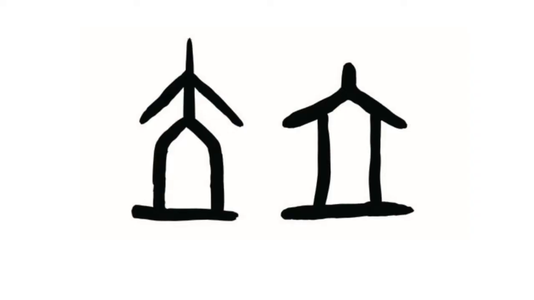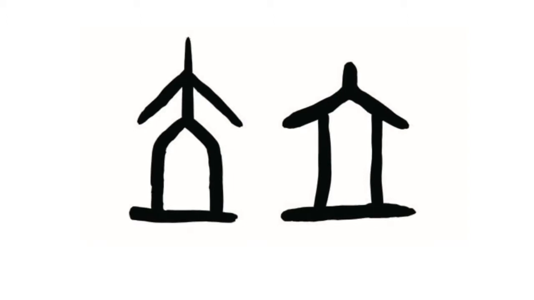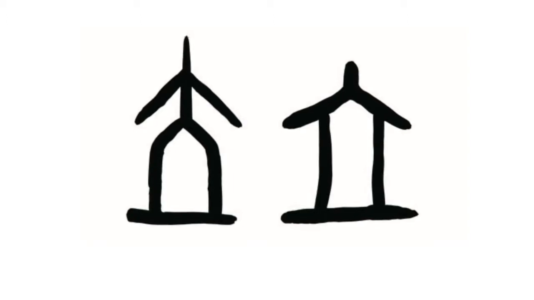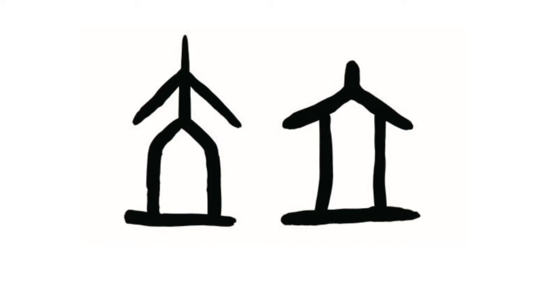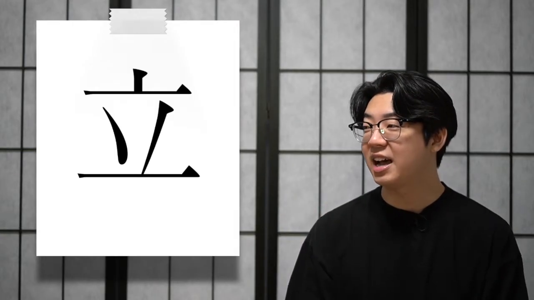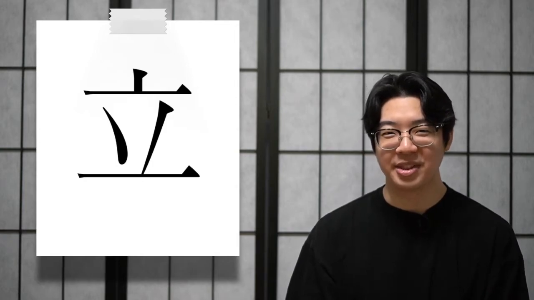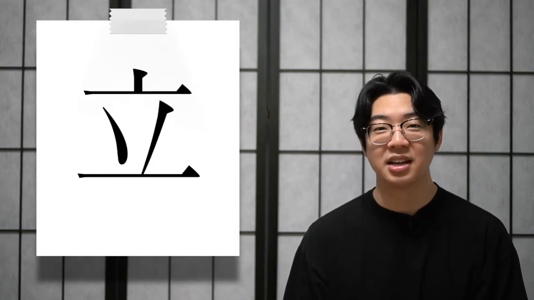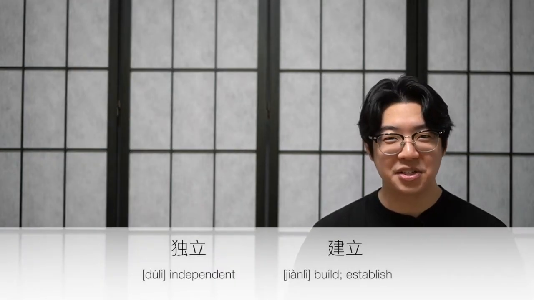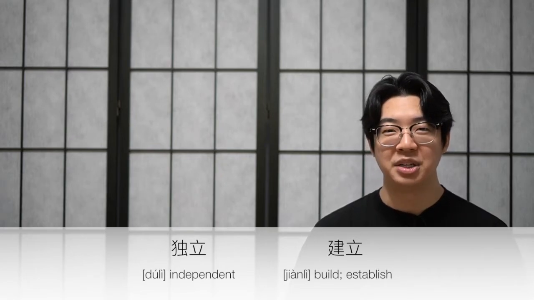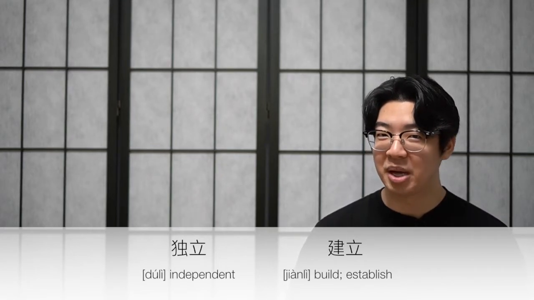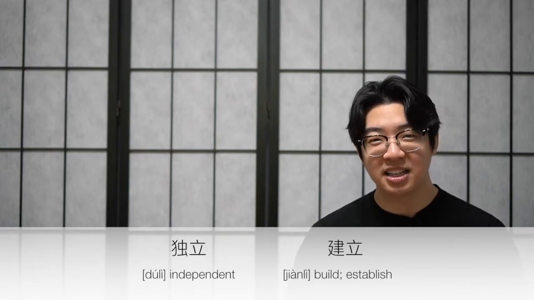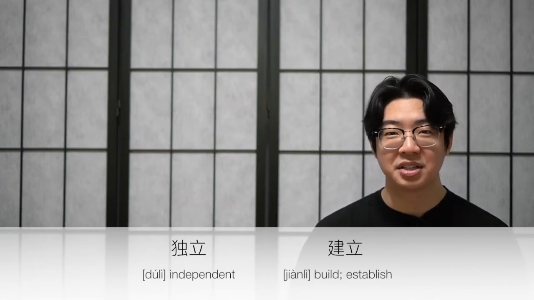This is the ancient version of the main character we're looking at today. It depicts someone standing with his feet firmly on the ground. This is how the character looks today. Can you see the similarities with the ancient character? This character is pronounced li, and it means stand. It is used in these words, 独立, which means stand alone or independent, and 建立, which means build, set up, or establish. Now that you know the main character, let's see it with some other characters.